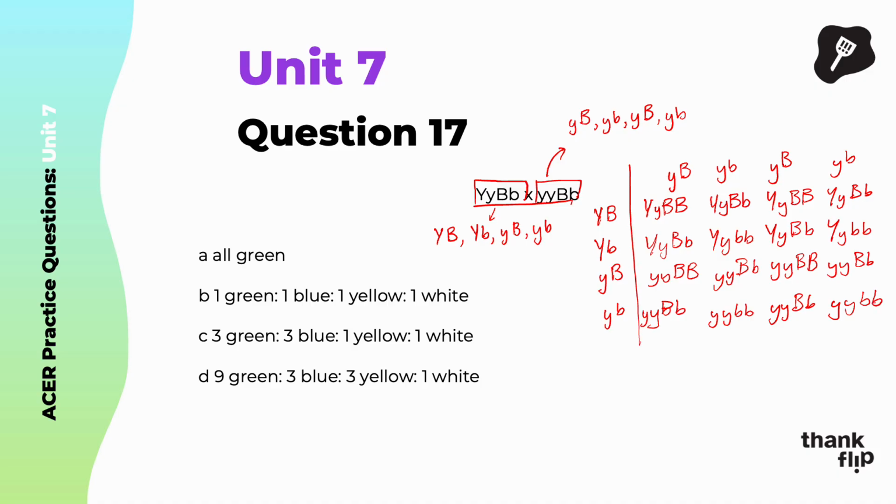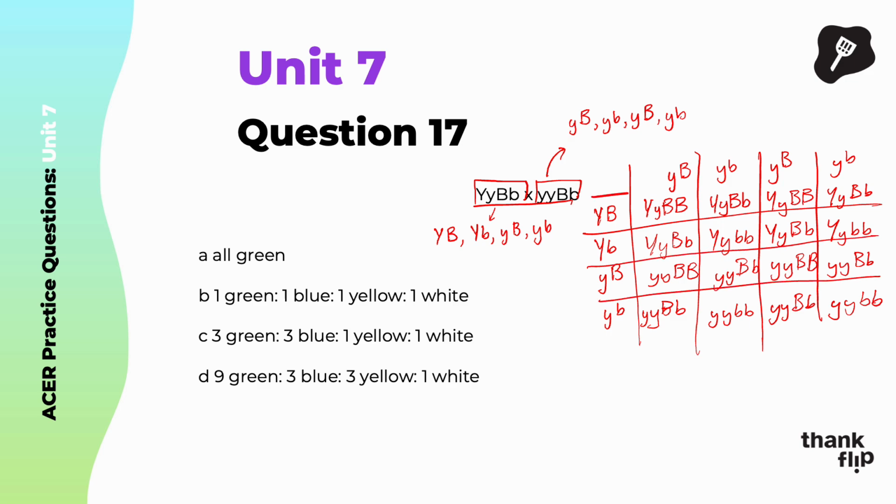Okay, so now you have your genotypes here, okay? All right, and from the genotypes, you need to figure out what the phenotypes are going to be. Okay, so the information that we're given here is that the dominant allele, capital Y, is going to produce a yellow pigment, okay? And capital B is going to produce a dark pigment, okay? And when you have the lowercase, there's no color.